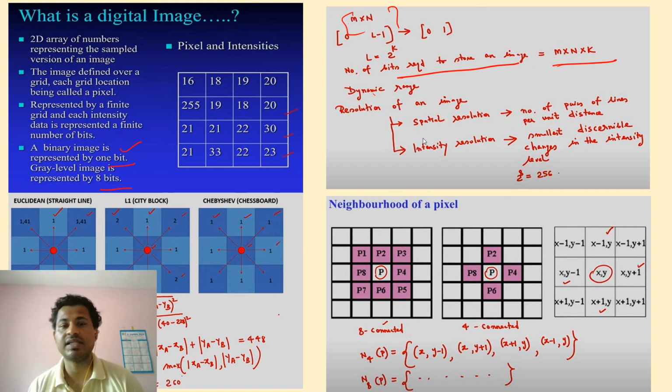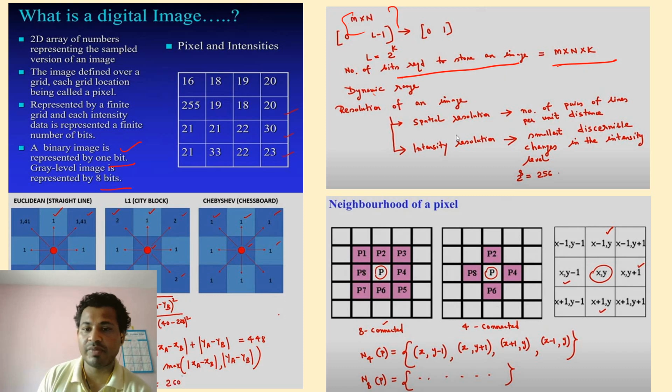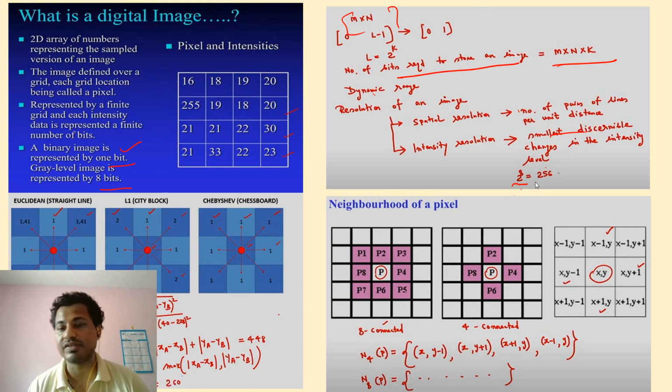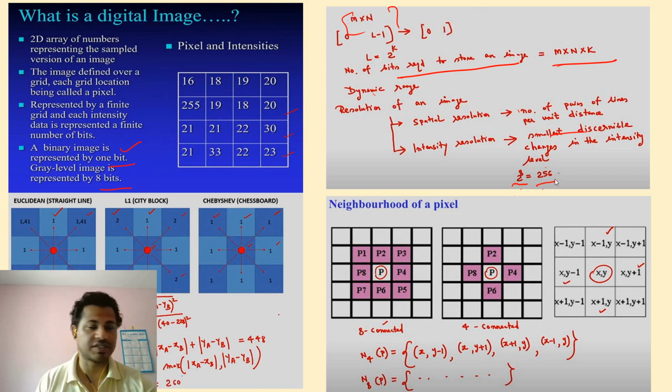So if I say the resolution of an image, we know that it might be spatial resolution, or it might be intensity resolution. What is spatial resolution? Number of line pairs per unit distance. What is intensity resolution? The smallest discernible change in the intensity level. So if there is an 8-bit image, the number of intensity levels can be given by 2 to the power 8, which is equal to 256.